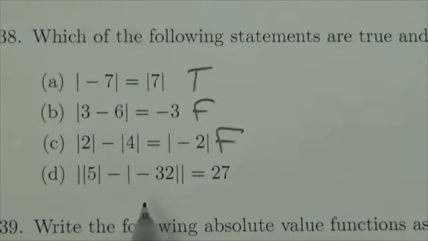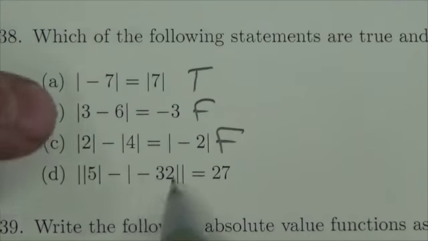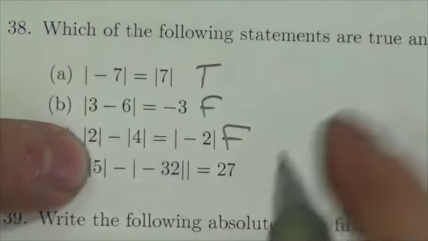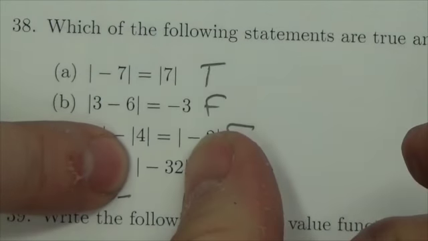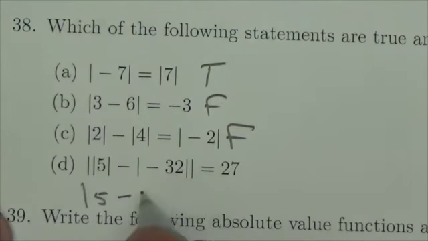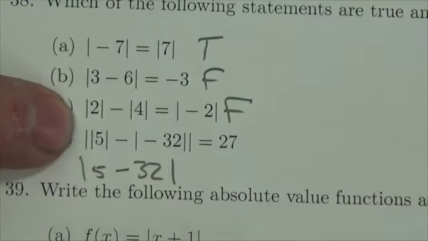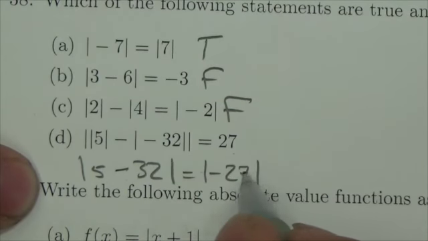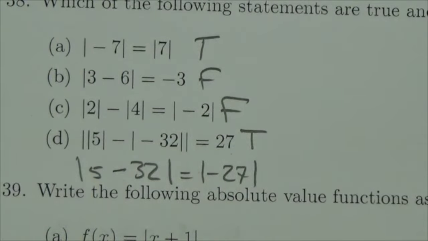That's false. Now here, don't allow yourself to get caught up in this mishmash of absolute value symbols. The absolute value of +5 is 5, minus the absolute value of -32, which is going to end up being 32. Now there is an outer set of absolute values here. 5 minus 32 is going to be -27, and the absolute value of -27 is +27. So that turns out to be a true statement.